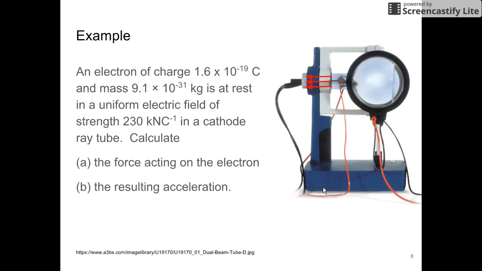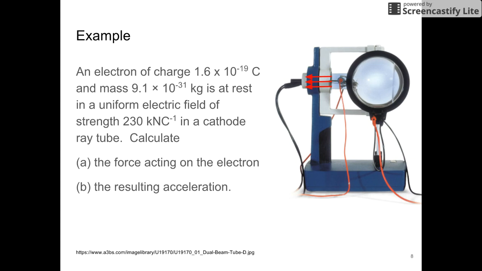So we've got an example here where an electron was put in an electric field where the arrows of the electric field are going that way, and because it's a negatively charged electron, it will go in the opposite direction. So the charge is 1.6 times 10 to the minus 19 coulombs, mass 9.1 times 10 to the minus 31 kilograms, and it's in a field of 230 kilonewtons per coulomb. So you should be able to calculate the force acting on the electron and the resulting acceleration from that. Okay, so if you pause the video just for a moment, work that out, and restart it once you've got your answers.